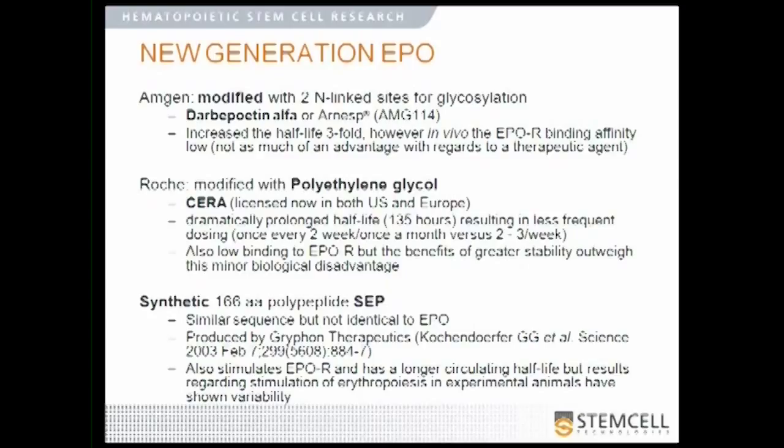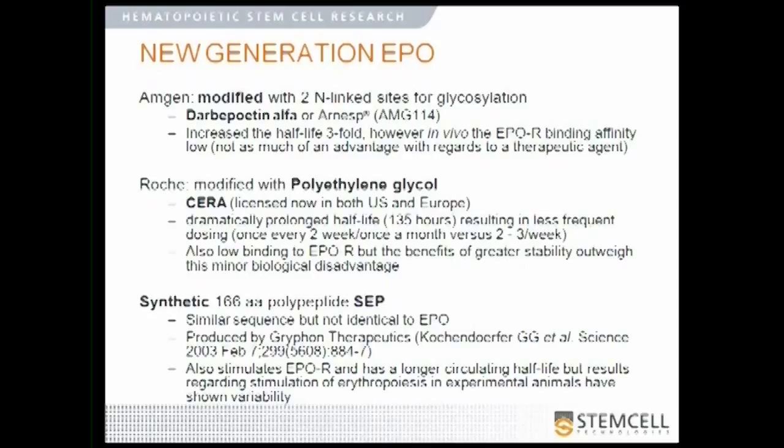Improvements to EPO to prolong its activity have continued to be the focus of many drug companies, and there are now new second-generation EPOs. Amgen, for example, has now produced darbepoetin alpha, which has a longer half-life in the circulation due to 2 additional glycosylation sites that were engineered on the EPO molecule. However, due to a decreased EPO receptor binding activity, the therapeutic advantage of this modified version has not been as dramatic as hoped.